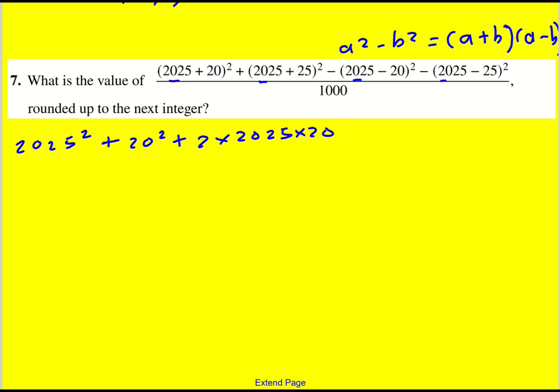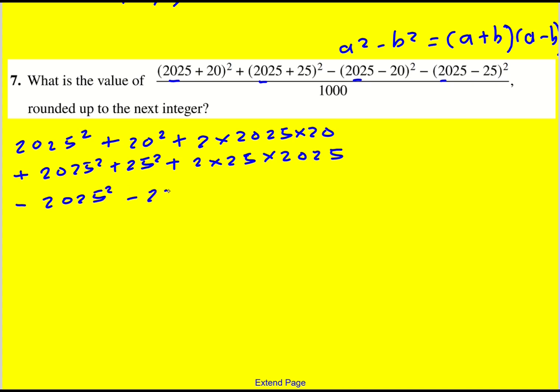And I'm going to do the same with all of them. In fact, I'll put them on different lines just to begin with. Right, now for the minusing. Just be careful with this. We're going to be minusing 2025 squared, minusing 20 squared, but because there's a minus here, we're going to be getting a minus minus. We're going to again be adding two lots of 20 times 2025. And the final one will be this.